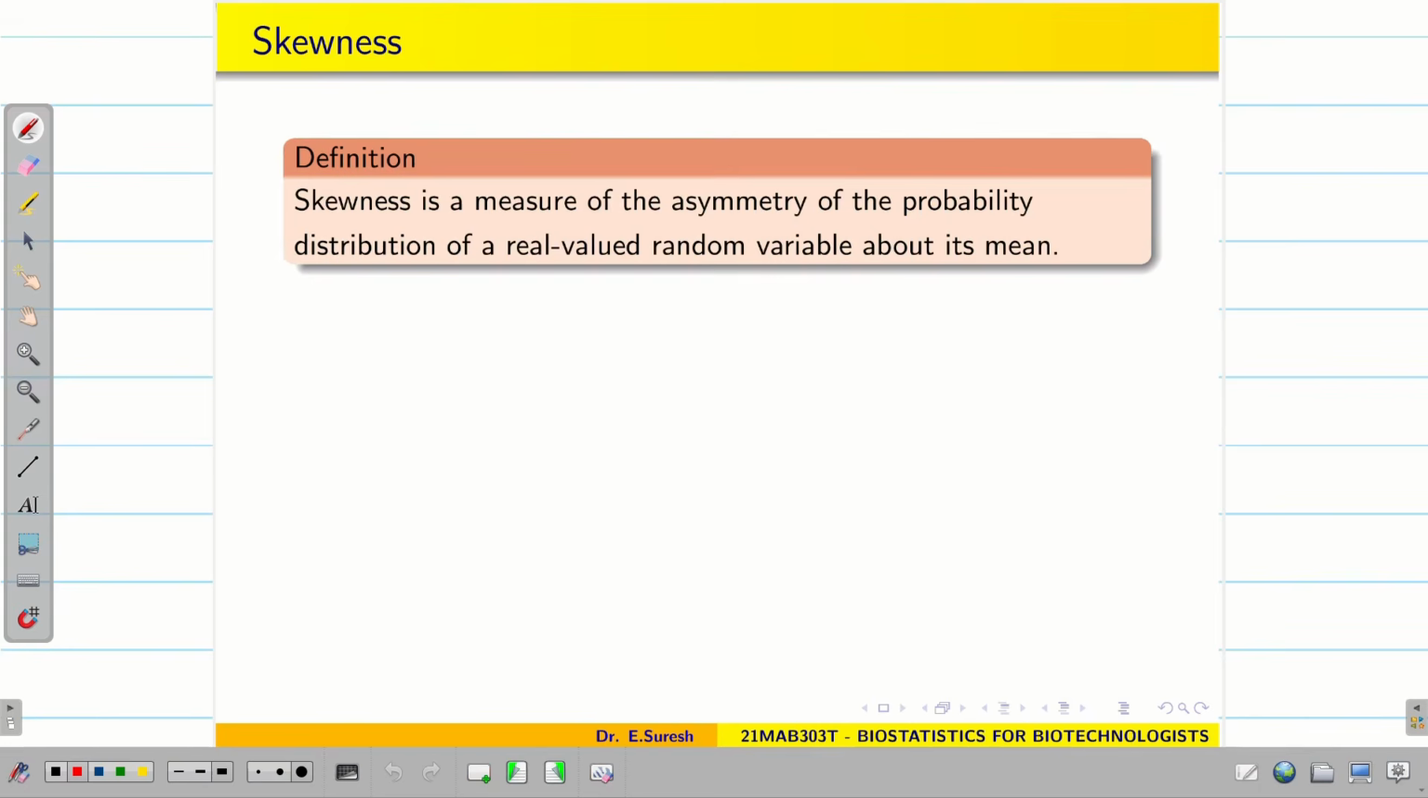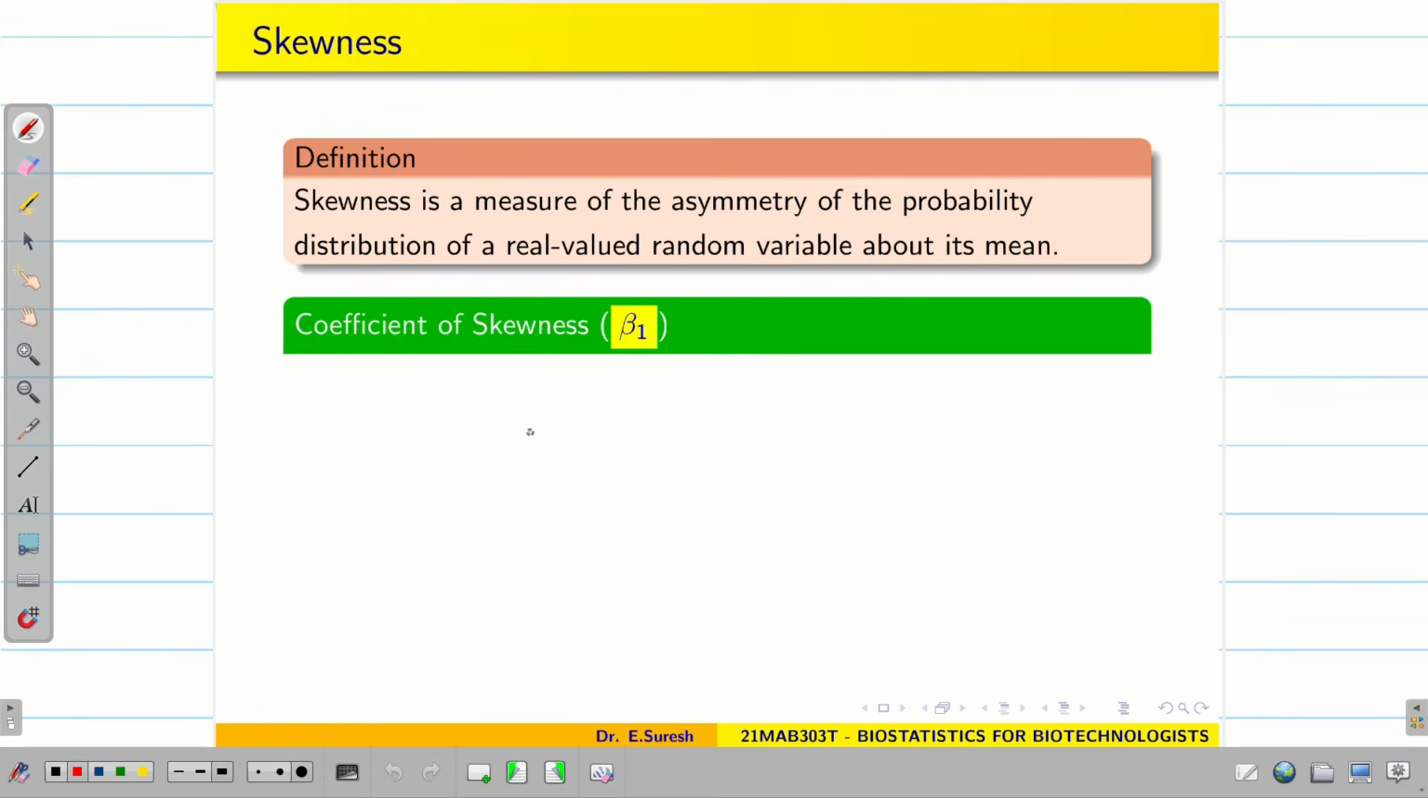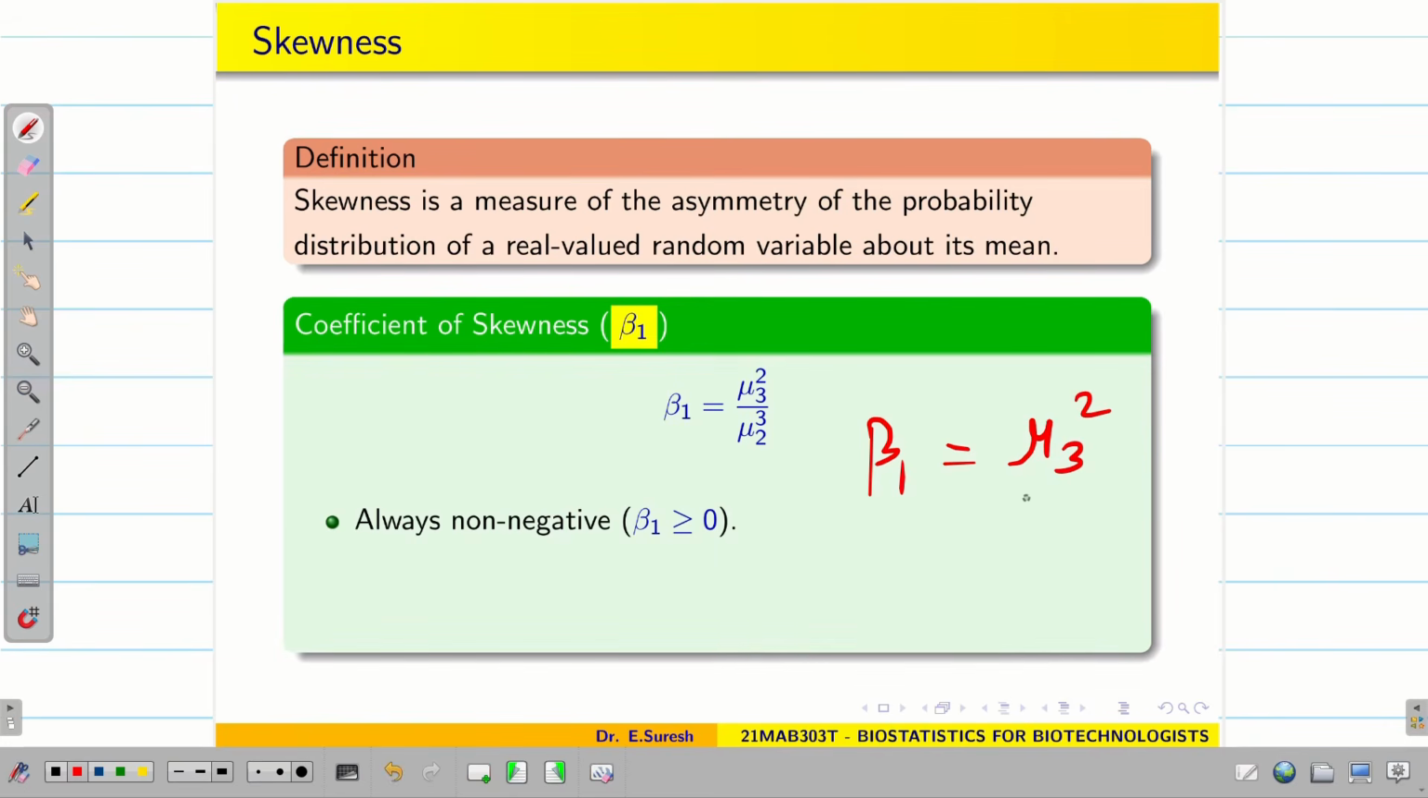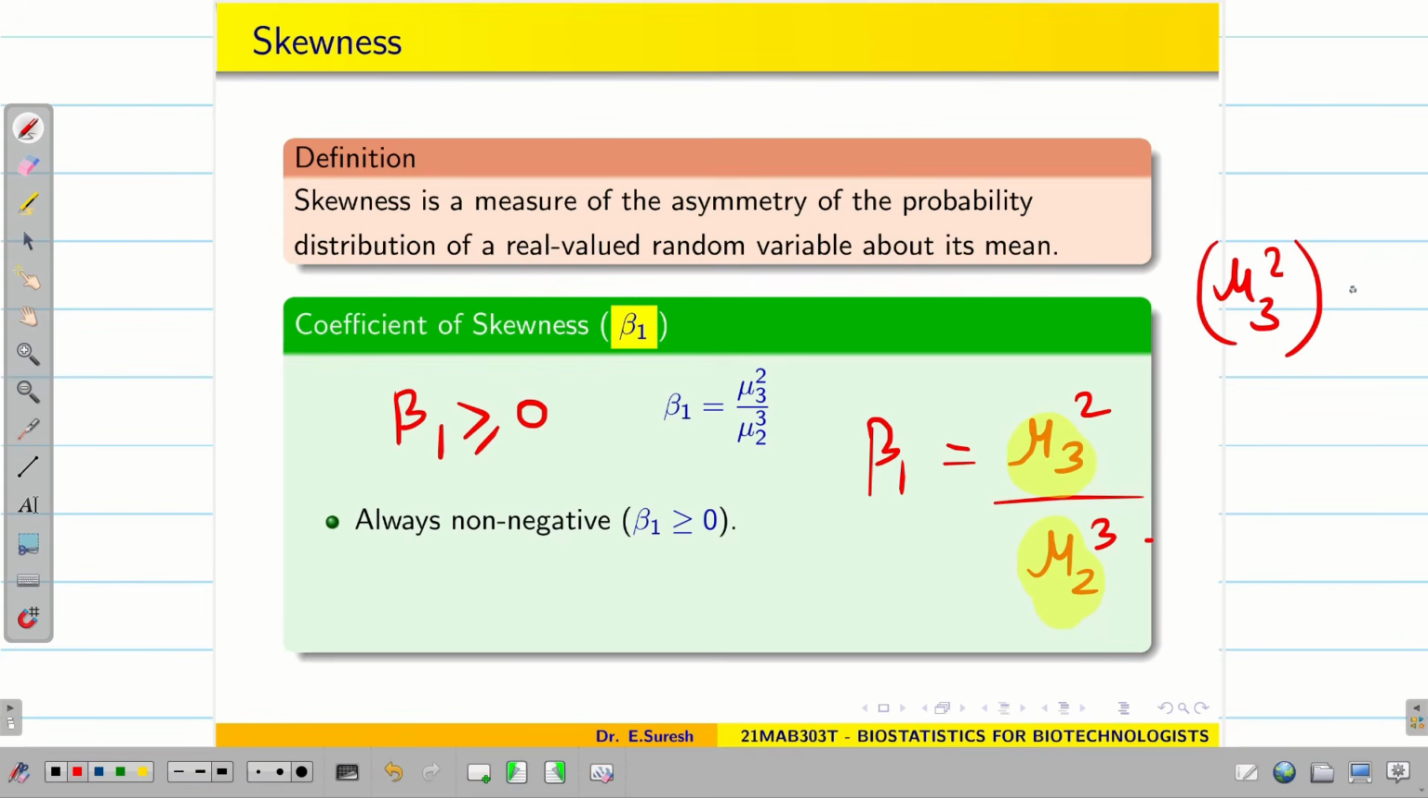Skewness is a measure of the asymmetry of the probability distribution. Skewness helps us to tell how the distribution is non-symmetric. Beta 1: the formula for beta 1 is mu3 square divided by mu2 cube. So to find beta 1, you need these two parameters, mu3 and mu2. This beta 1 is always positive, sometimes 0, because mu3 square is going to be a positive value. Mu2 is variance. Variance is always a positive value. So when you cube it, you always get a positive value.